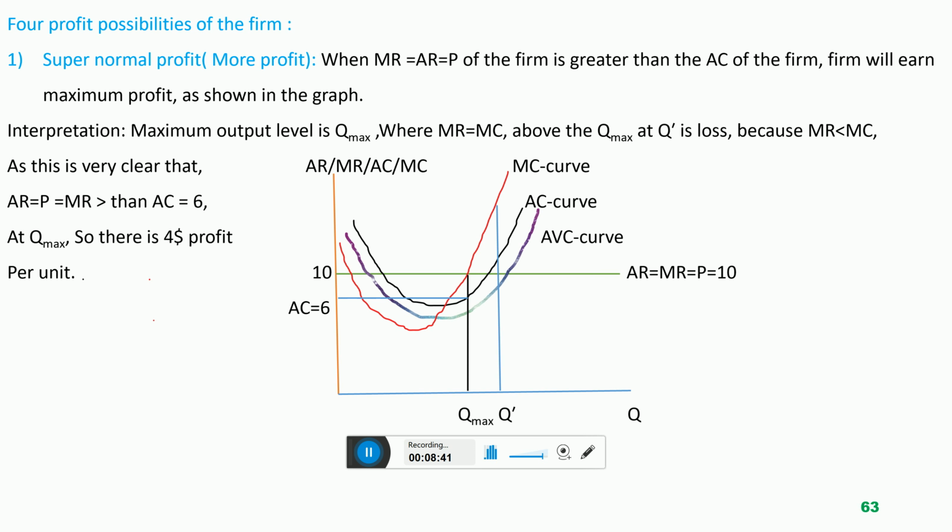Let me show you all this by graph. Suppose the company is starting from here. The company is producing, suppose here, Q1 units. So at this Q1 unit, marginal revenue is at 10. This is marginal revenue. Suppose at this Q1 unit, marginal revenue is 10.